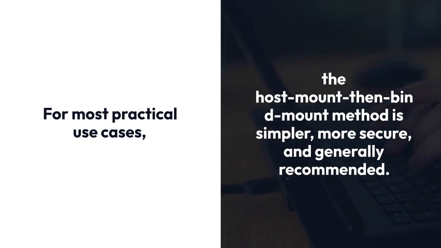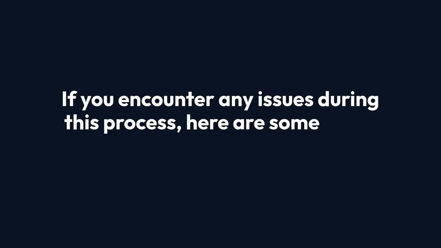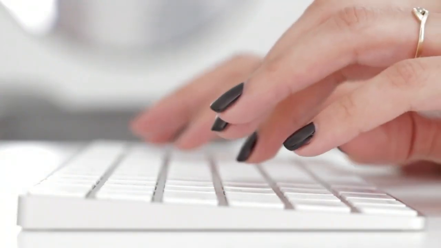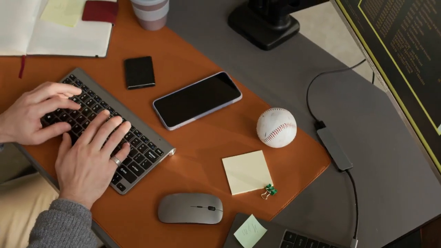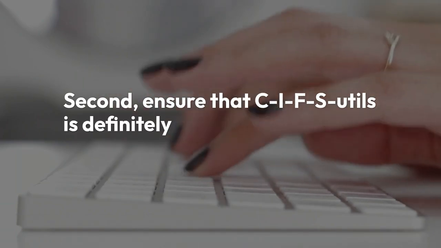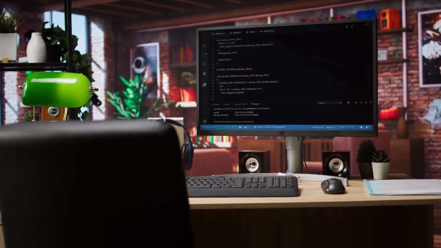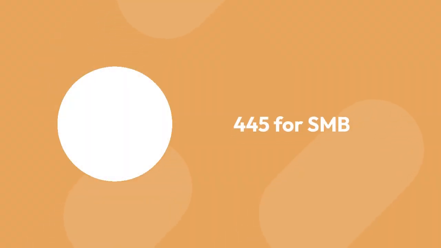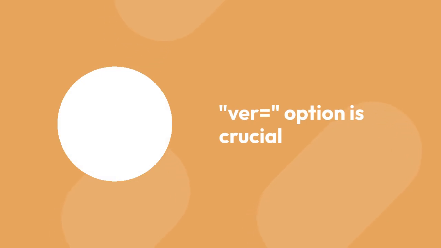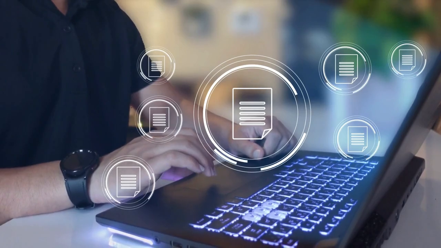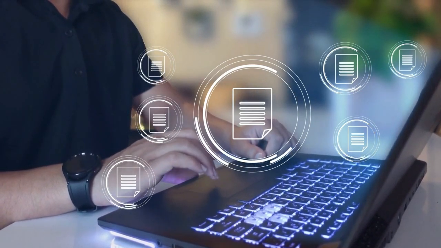If you encounter any issues during this process, here are some quick troubleshooting tips. First, always double-check your Samba share IP address, share name, username, and password. Even a small typo can prevent the mount from working. Second, ensure that cifs-utils is definitely installed on your host machine. Third, check your firewall rules on both your host and the Samba server. Make sure they allow traffic on the necessary ports, typically 445 for SMB. Finally, sometimes the vers= option is crucial. If vers=3.0 fails, try vers=2.1, vers=2.0, or even vers=1.0 for older Samba servers.